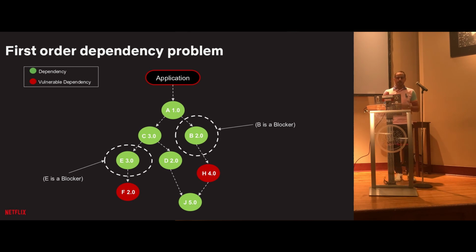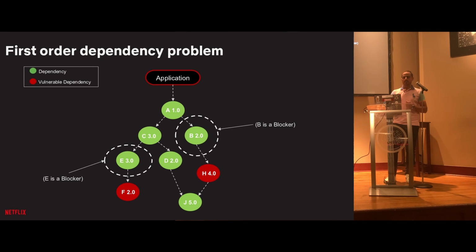Now, let's assume that this package F is vulnerable. So this particular version is actually vulnerable. In this particular case, we know that F is vulnerable and H also is vulnerable. Now, for the application to upgrade, they will need to fix the issues in E and B. So B and E are blockers. The reason they are blockers is because they are the only ones that can take action on F.